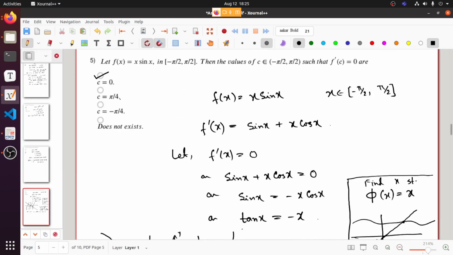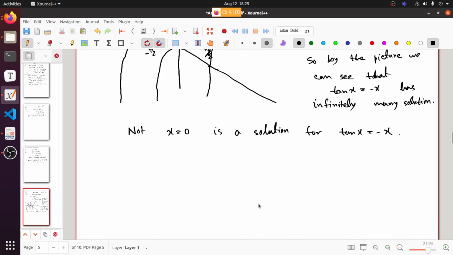At the point c equals pi by 4, does this satisfy tan x equals minus x? If x equals pi by 4, what happens? Tan pi by 4 equals 1, right? But minus x is minus pi by 4, right? So these two are not equal. So tan pi by 4 is not equal to minus pi by 4. So pi by 4 is not a solution.